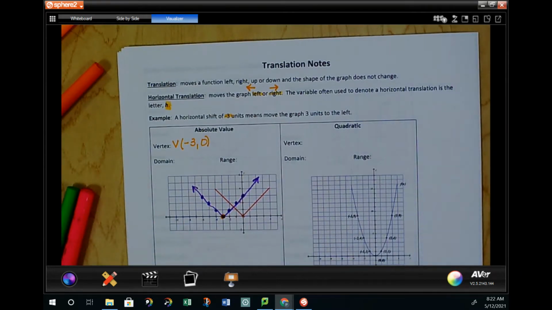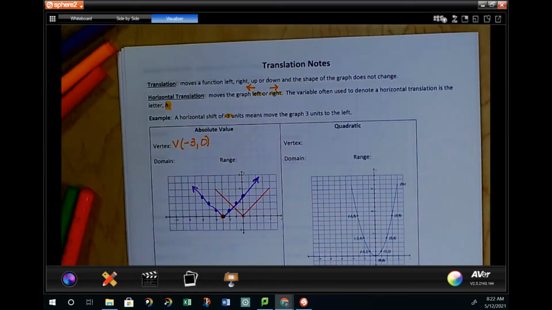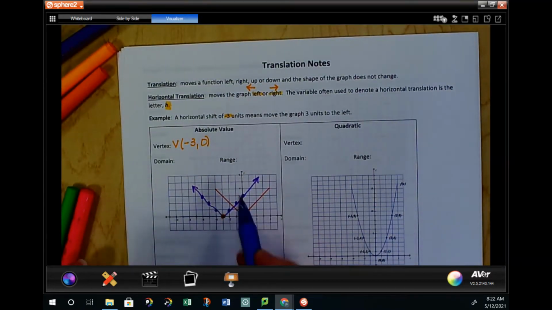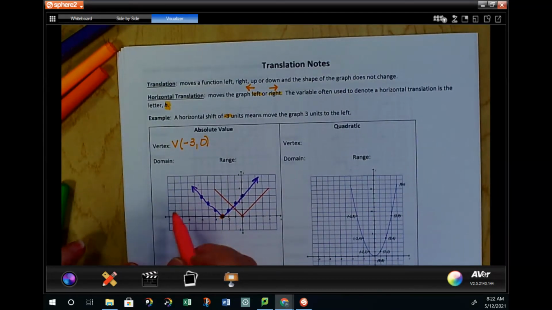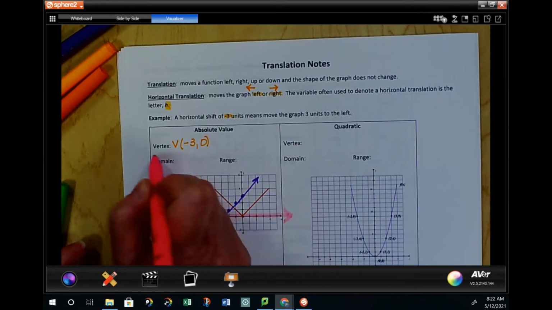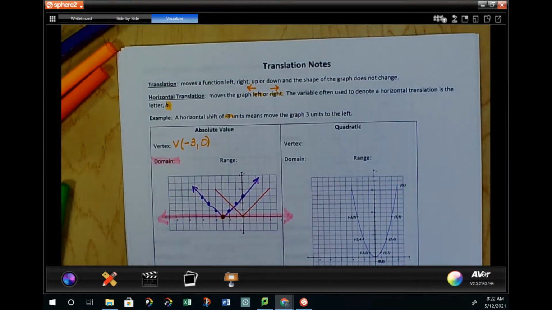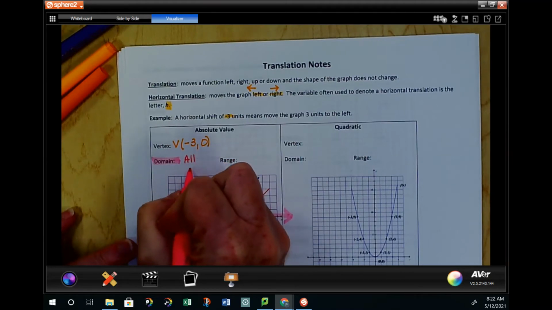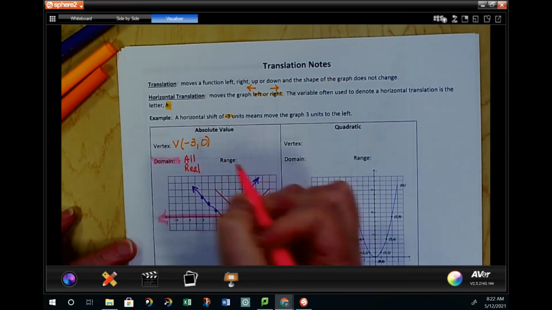And so now I'm going to ask you on all of these, what is the domain? Well, notice I put arrows there. So remember, domain deals with your x values. My x values are continuing. So this is going to be my domain. In this case, my domain is going to be all real numbers.